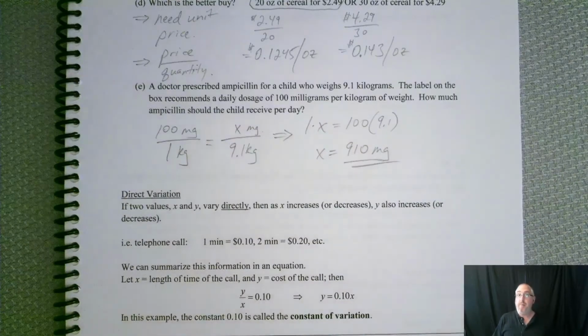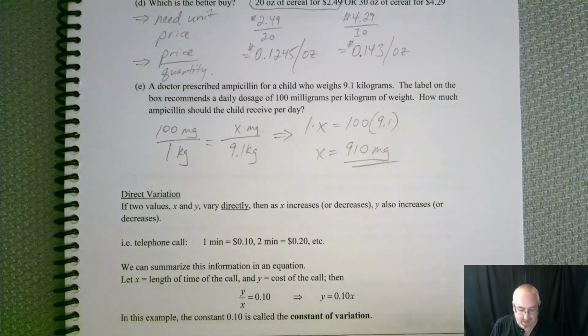So 910 milligrams. Now again, there are many mathematical ways that you can do these. You don't have to do them this way, but you do have to show some work of how you're doing it. So I don't want to see just answers on tests or anything like that. You need to show your work. So, all right, let's stop here and then we'll pick up the rest in the next video. See you soon.